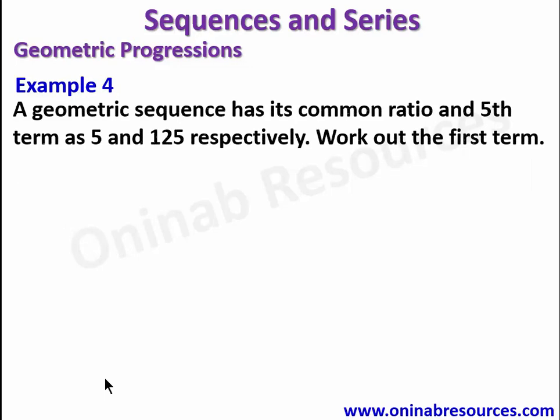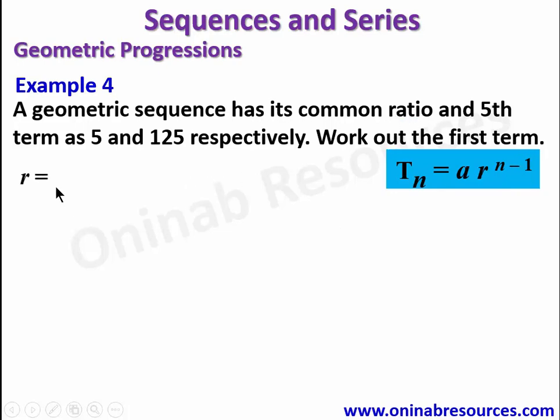We go to example 4. For example 4, a geometric sequence has its common ratio and fifth term as 5 and 125 respectively. Work out the first term. From our formula here, we now look at what we are given. We are given the common ratio to be 5 and the fifth term, T5, to be 125. And we are looking for A, that is the first term.